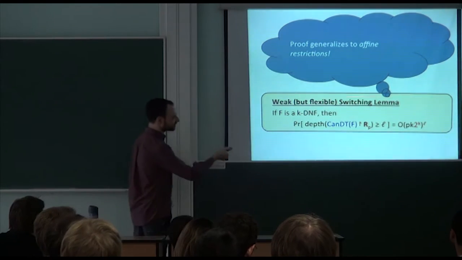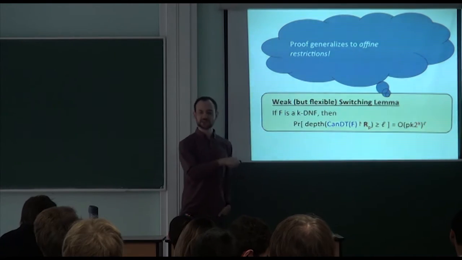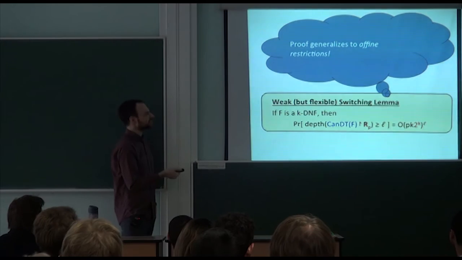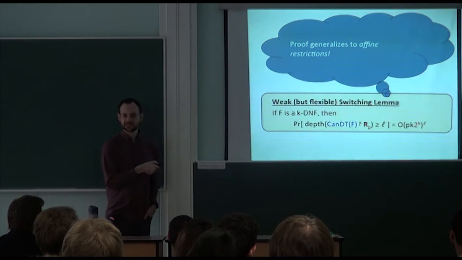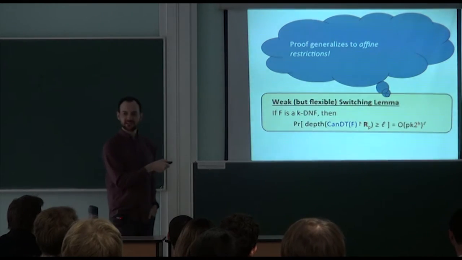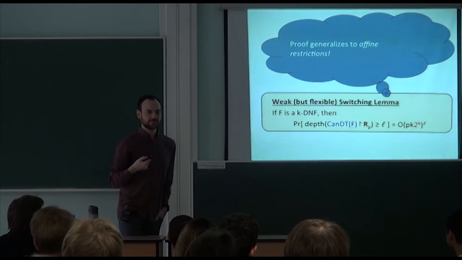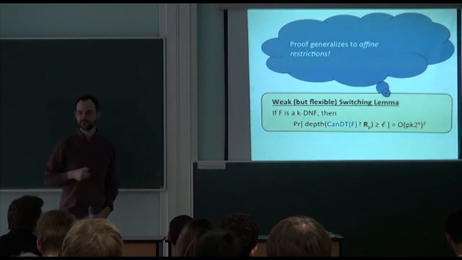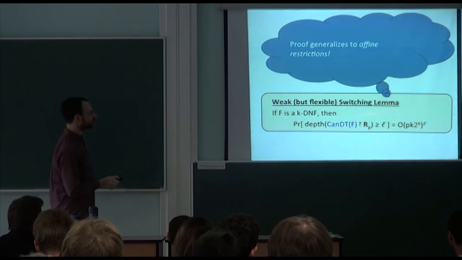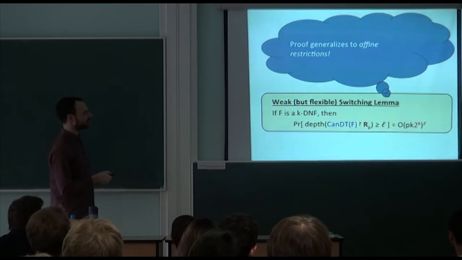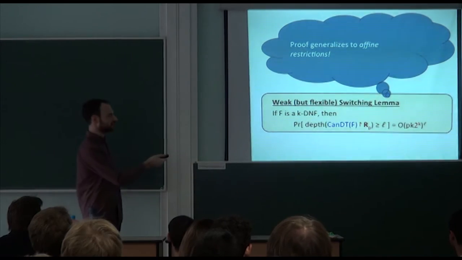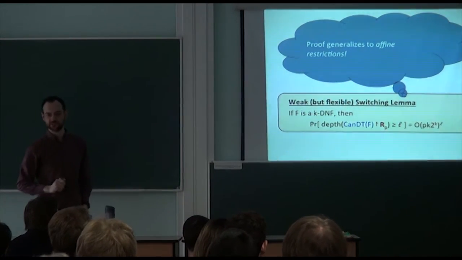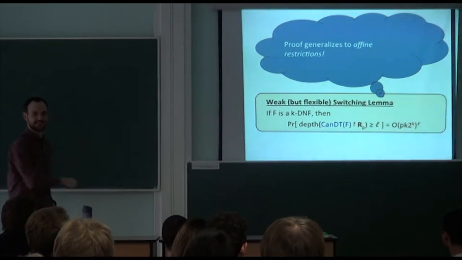But what's nice about this is that the argument I'm going to show has a very neat generalization to affine restrictions. I'll talk about this later, but so far, by restriction I've been referring to a subcube of the Hamming cube. But later on we're going to be looking at restrictions to more general affine subsets of the Hamming cube. I'll explain what that is later.